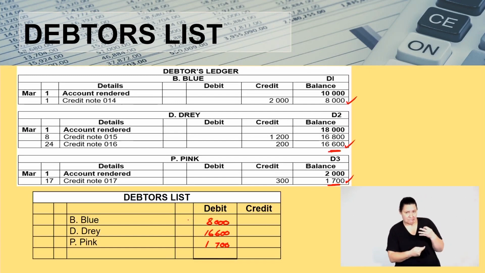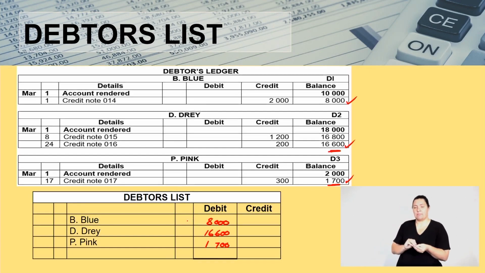Quickly have your calculator close to you. We want to add these ones now and see how much it is going to give us. So I'm going to shout the figures. It is 8,000 plus 16,600 plus 1,700. How much do you get? You get 26,300. Now that we are done with this part, we can now go and see the accounting equation.